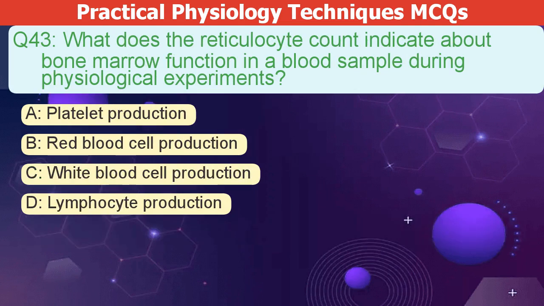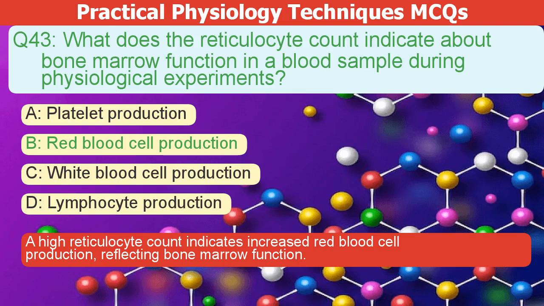What does the reticulocyte count indicate about bone marrow function in a blood sample during physiological experiments? A. Platelet production. B. Red blood cell production. C. White blood cell production. D. Lymphocyte production.